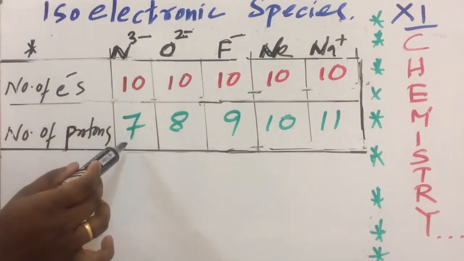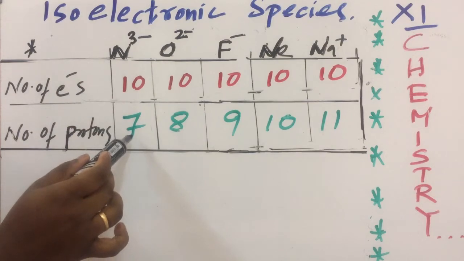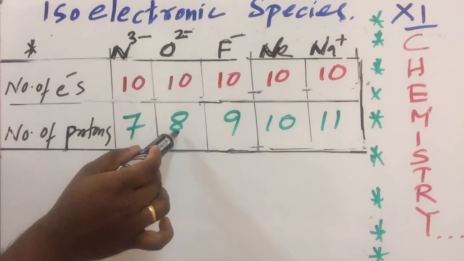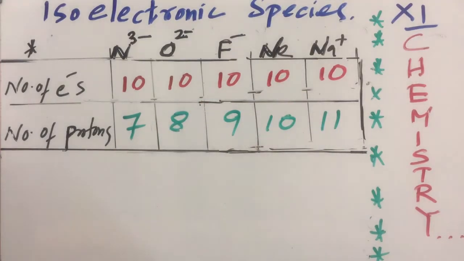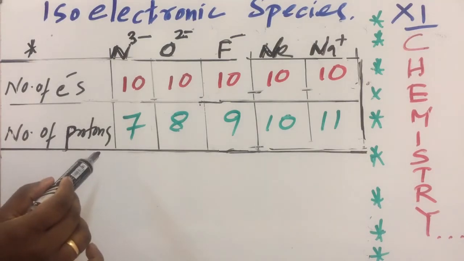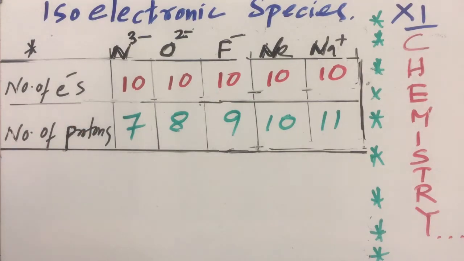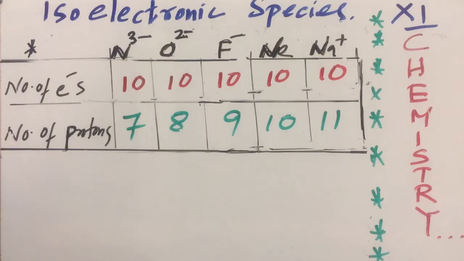But let's see the number of protons. N3 minus contains 7 protons, O2 minus contains 8 protons, Na plus contains 11 protons. And this table is enough to understand isoelectronic species. Can you predict the definition of isoelectronic species from this table? How to define isoelectronic species?